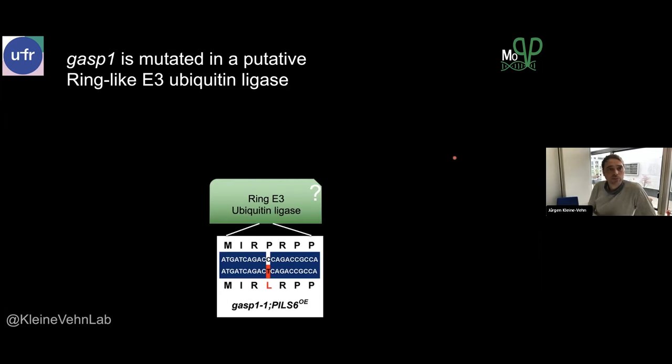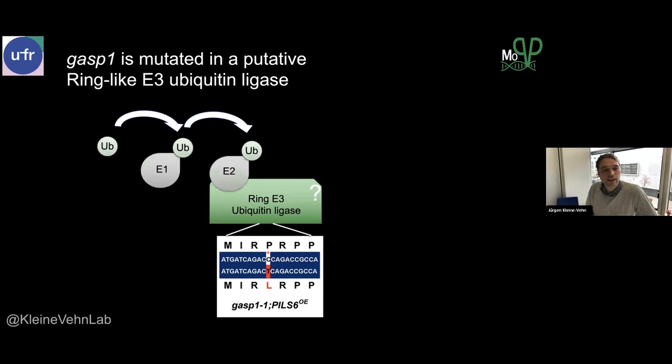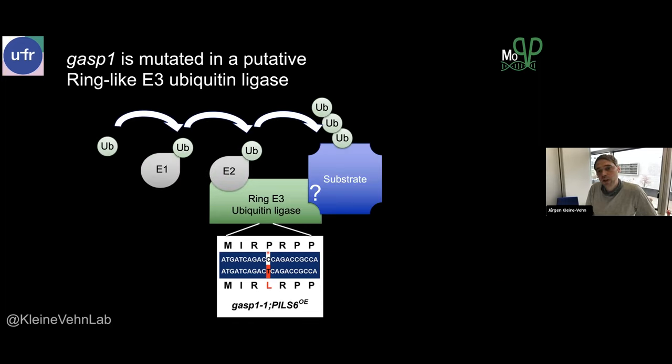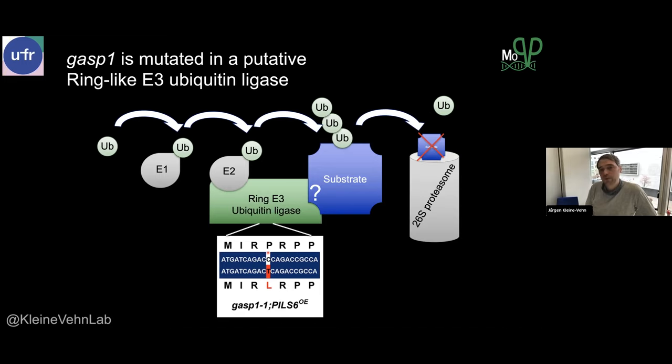All right, so what is this GASP1 doing? After rough mapping and a sequencing approach, they identified a mutation in a RING E3-like ubiquitin ligase. So they identified a point mutation. We didn't really know what exactly this point mutation is doing, but we felt this was a suitable candidate, because obviously ubiquitin ligases are involved in activating ubiquitin, hooking it up to a substrate, and this substrate is actually designed for degradation. So I think the initial hope of Eleanor was that maybe she identified here a factor that is directly involved in regulating the PILS abundance.